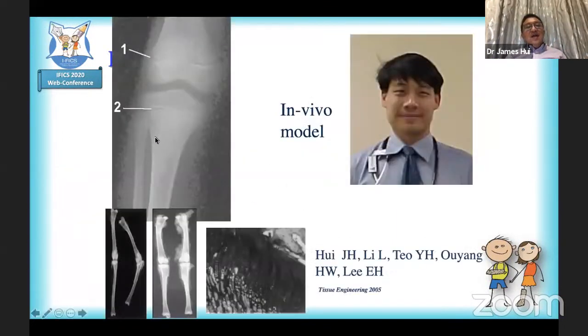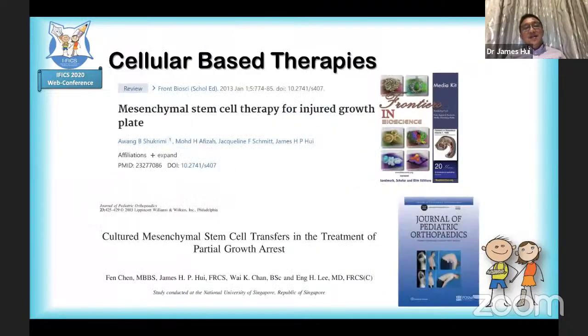Then again, I followed suit, and in the rabbit model, creating a physeal arrest, we managed to correct the physeal deformity, with some resemblance of hyaline cartilage. And this we managed also to confirm in further models in rabbit and also in sheep models.